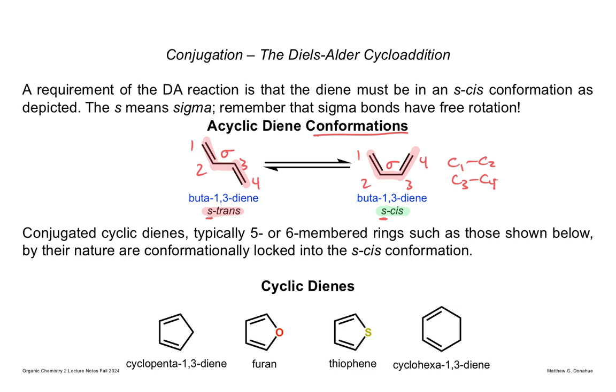So below here are some cyclic dienes that you'll commonly see. Cyclopenta-1,3-diene, furan, which has the oxygen, thiophene with sulfur, and now we have a 6-membered ring that's bridged together by 2 carbon atoms. So in all of these, the ring locks the diene into the S cis. So there's no way it can become the S trans.